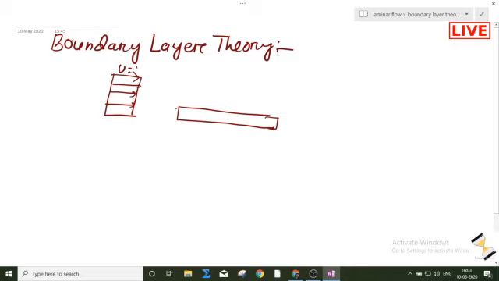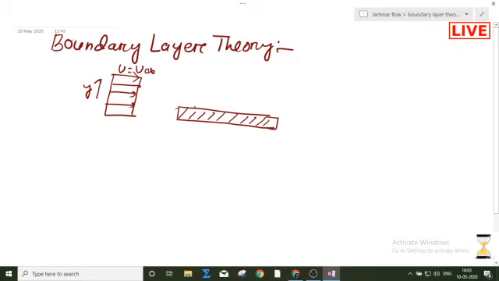I mean the velocity will be uniform throughout the depth. Throughout this y-axis the velocity will remain constant, and that one does not come in contact with this solid surface. This one is the solid surface. So what will happen when this free stream comes in contact with this solid surface?